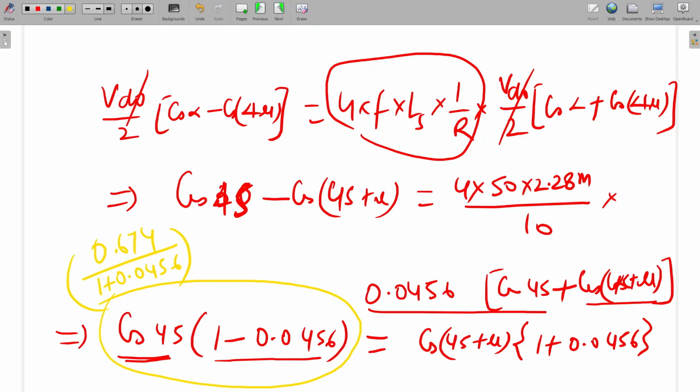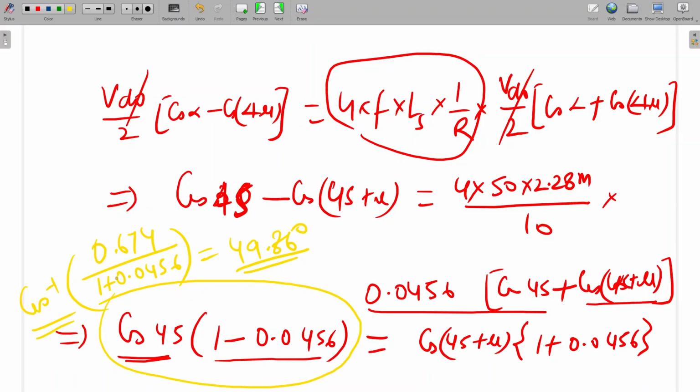So cos inverse of 0.674 divided by 1.0456. We are getting 0.6454, sir. So cos inverse, how much are we getting? 49.86, we are getting. Okay. This is cos inverse of 0.674 divided by 1.0456. Yes, this one I am getting as 49.86 degrees, sir.